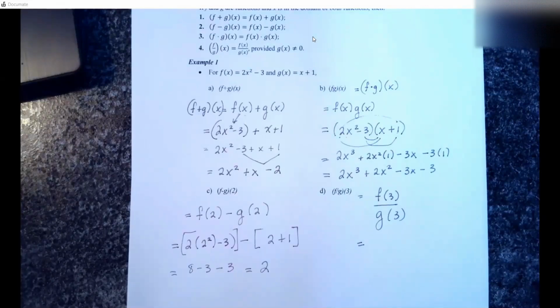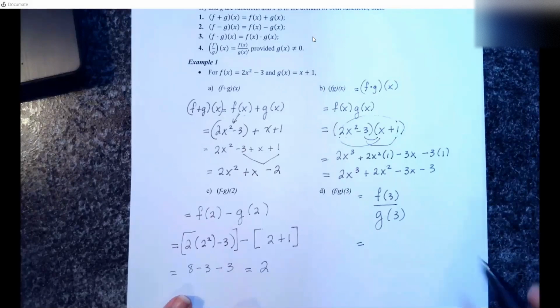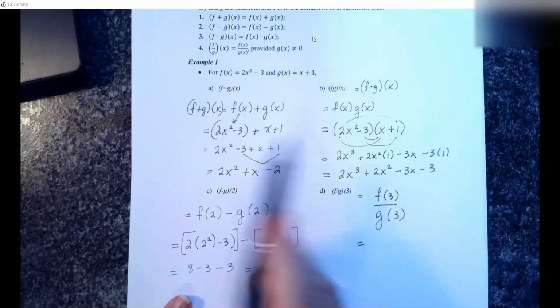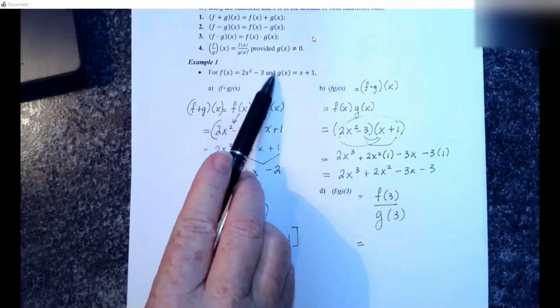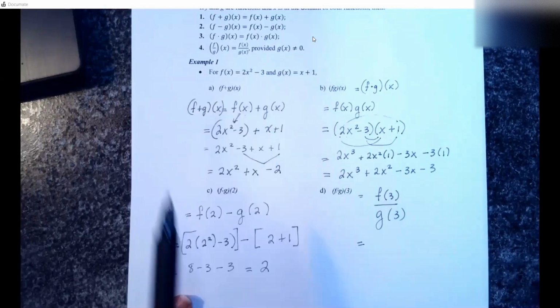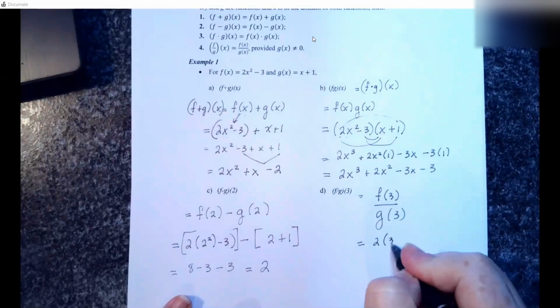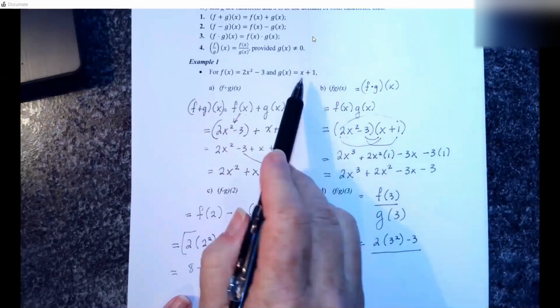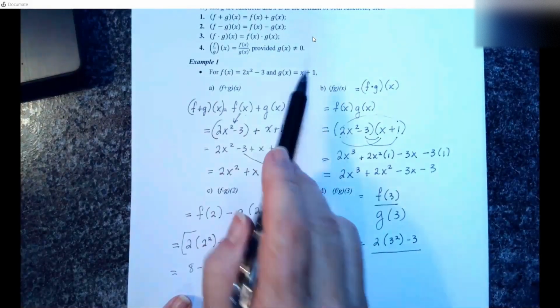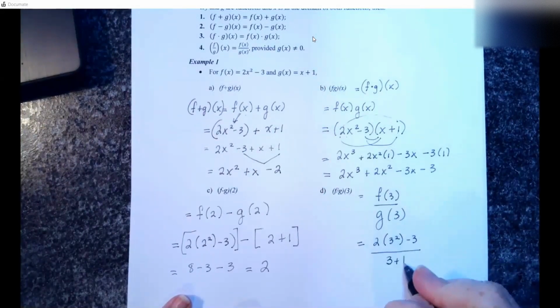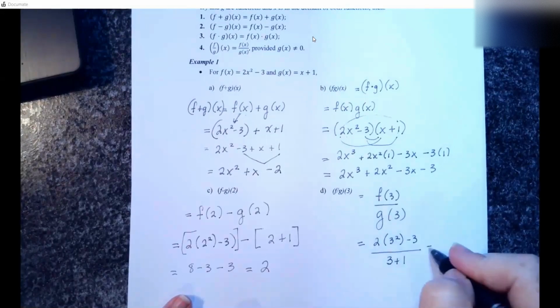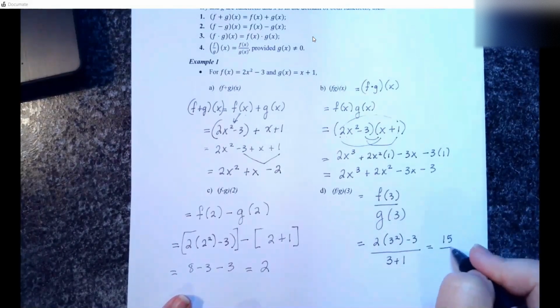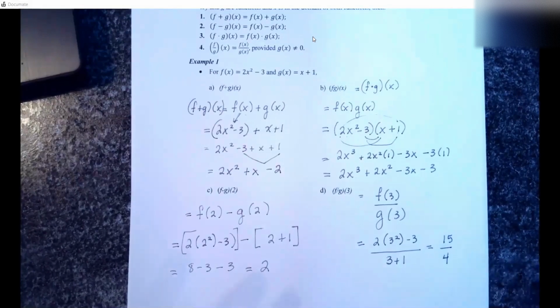All right, does anyone have an answer? Is it 15 over 4? It is. Excellent job. F of 3 is nothing more than what you get when you plug 3 in for x in your f function. So you would have 2 times 3 squared minus 3. And g of 3 is what you get when you plug 3 into your g function. So that's just going to be 3 plus 1. So we do end up with 15 in the numerator over 4 in the denominator.